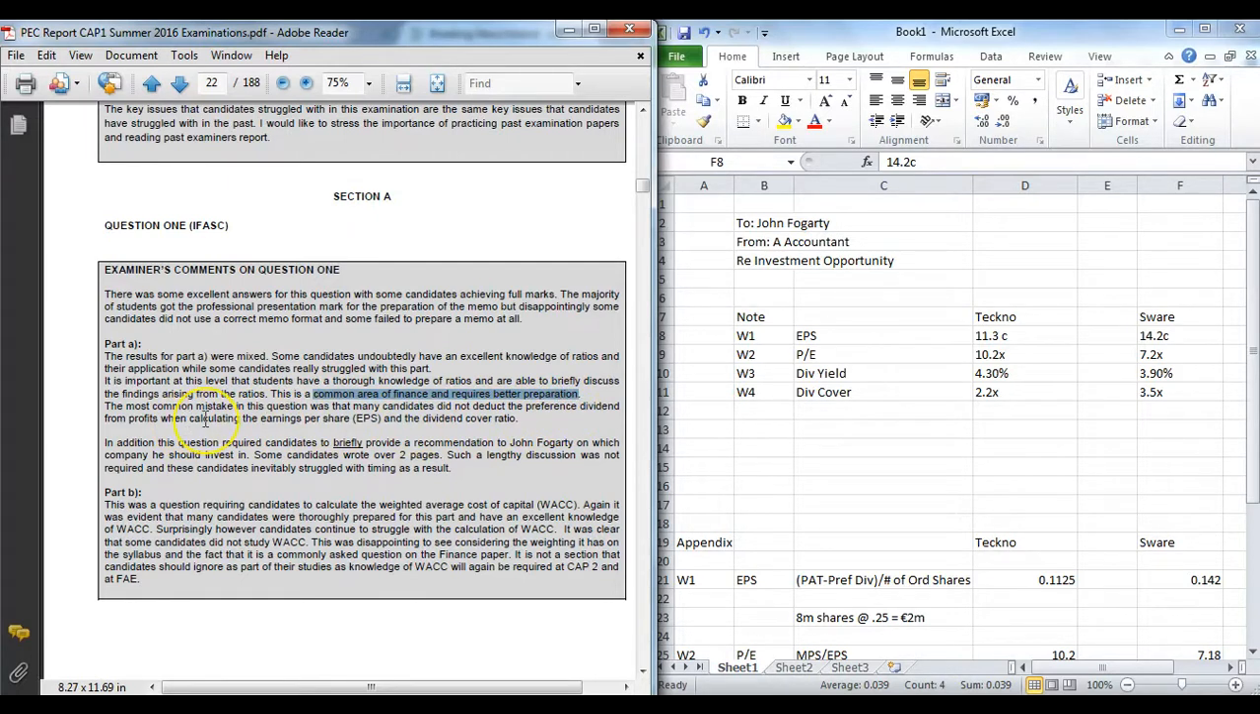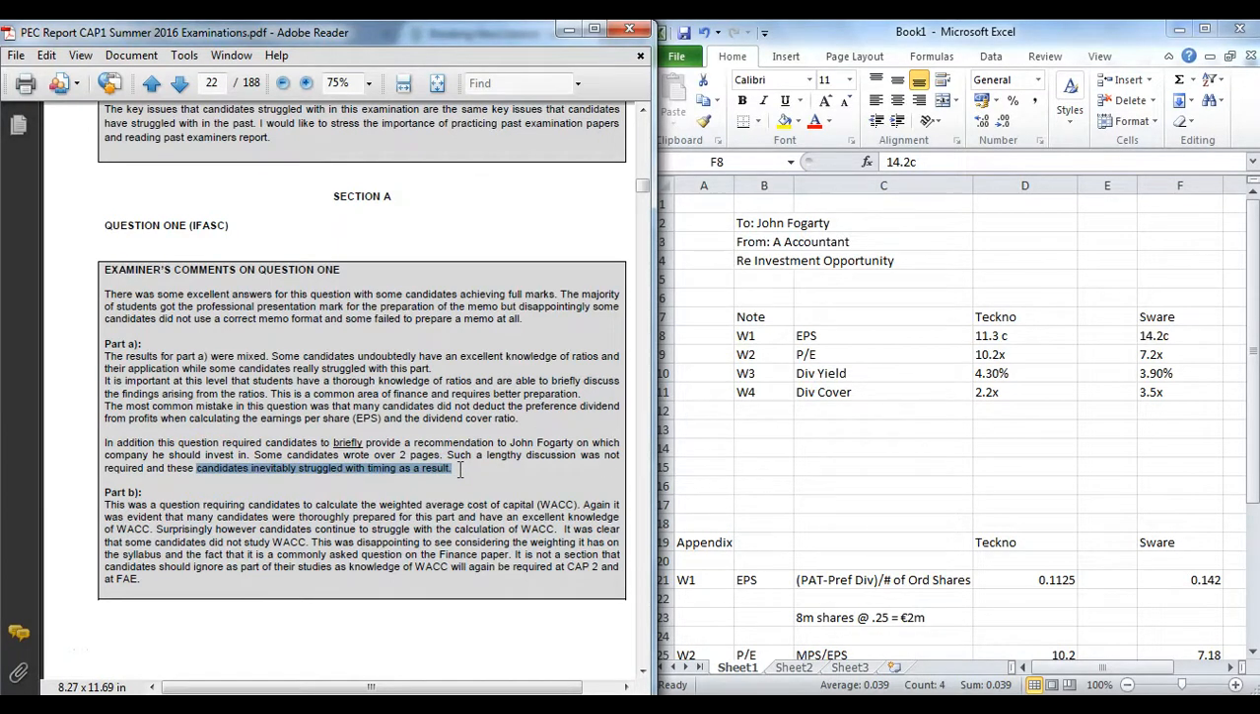But more importantly, and this goes for all CAP1 finance, you need to note what the examiner asked for. They said, briefly recommend to John Fogarty. However, some candidates wrote over 2 pages. And they said such a lengthy discussion was not required here. And more importantly, you probably did get the marks for the requirement, but you would have struggled badly in terms of timing to finish all the rest of the questions.